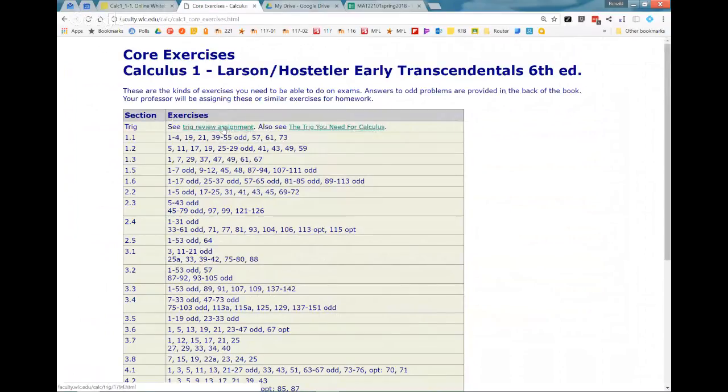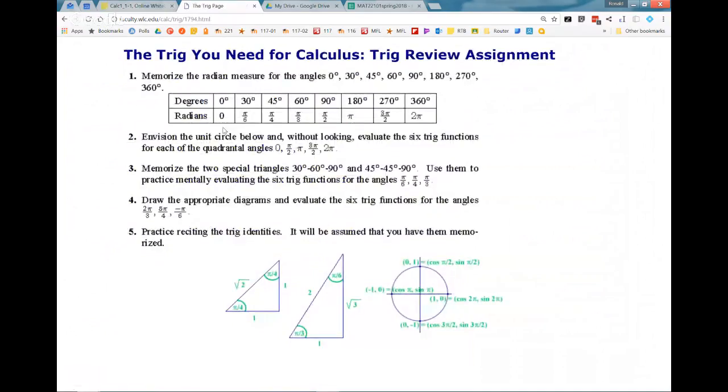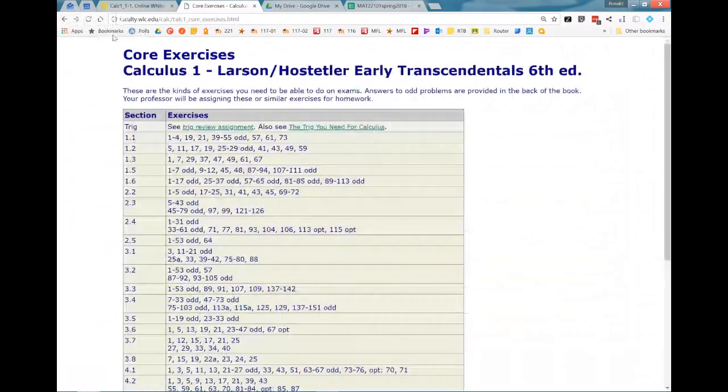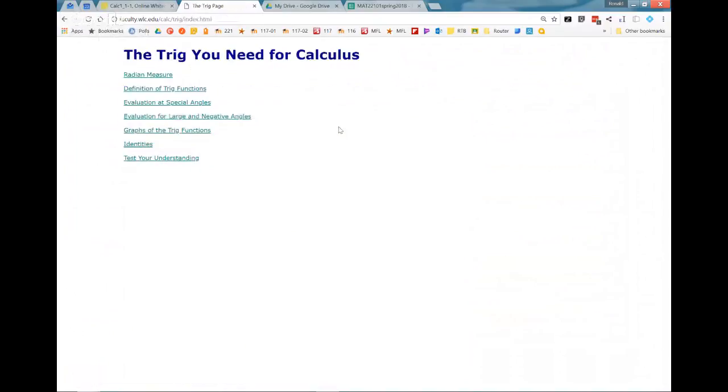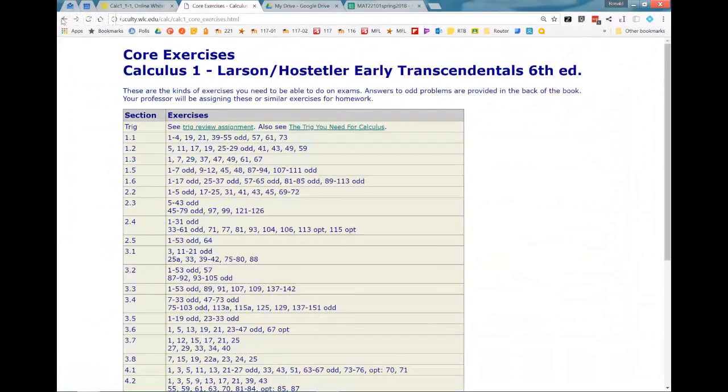These are WLC sites: a trig review assignment, where you'll see some keys come up, and the trig you need for calculus. There are all kinds of sublinks there, and those are important. We haven't talked about trig today, but during chapter 1, we need to do a quick refresher. I know you've had that in pre-calculus.